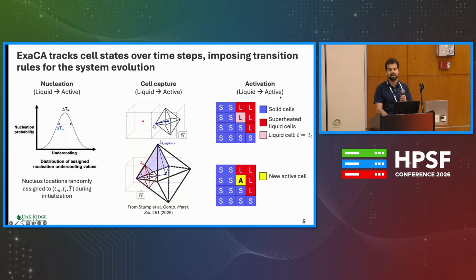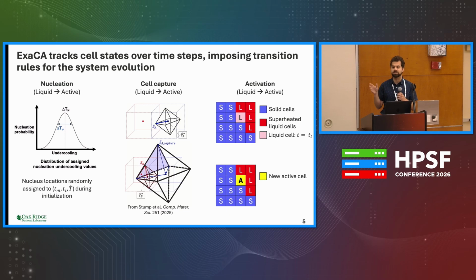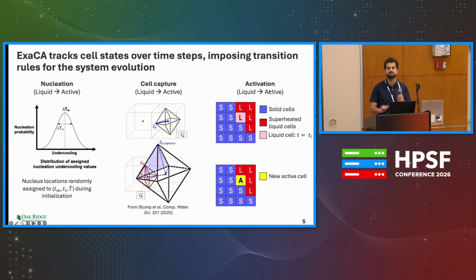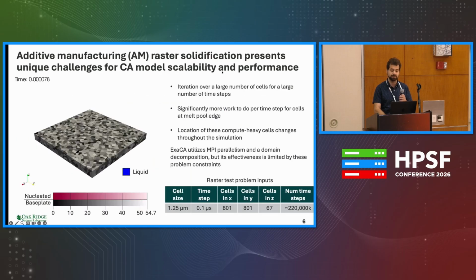And then finally, activation. That's simply what happens as the region of your simulation that's superheated becomes undercooled. There are always active cells separating undercooled liquid cells from solid cells. So that is, again, similar to nucleation. It's the creation of a new octahedral data structure and the transformation of that liquid cell into an active cell.